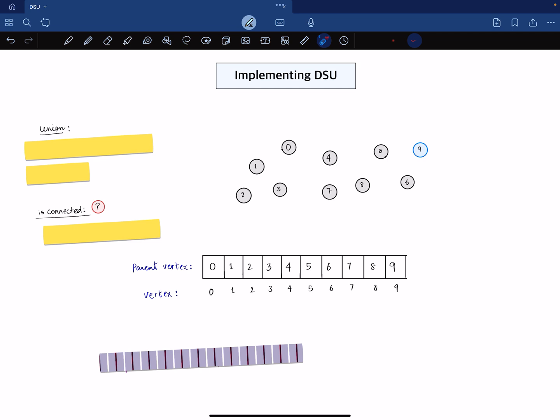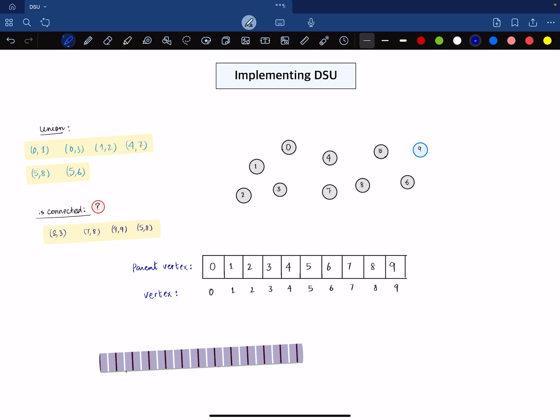Now in this slide, I will be trying to implement DSU using the array. Let me just unhide all these things first for better clarity. Okay, now let us take a look at what is going on here. We ask ourselves, hey, can we union 0 and 1? Let us union 0 and 1. So 0 and 1 we have here. When I union this, let me make 0 the root, and we come over here and change the parent value of 1 to be 0.